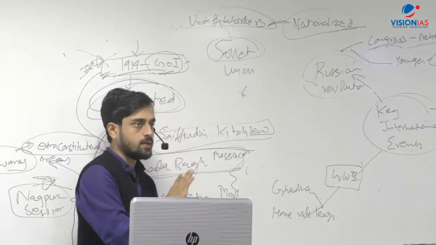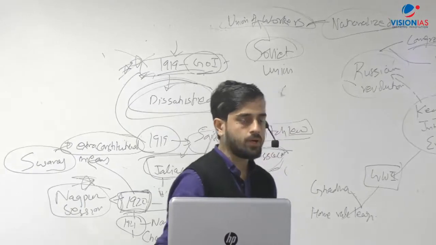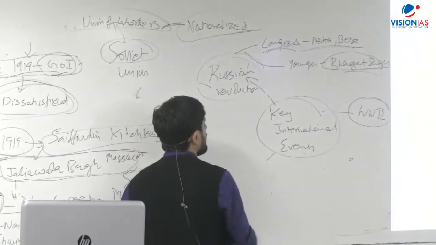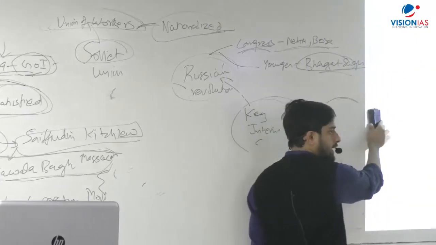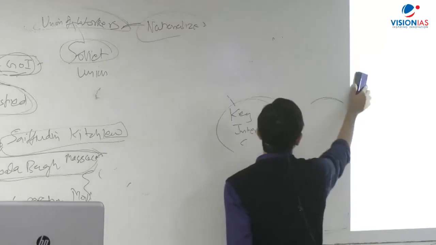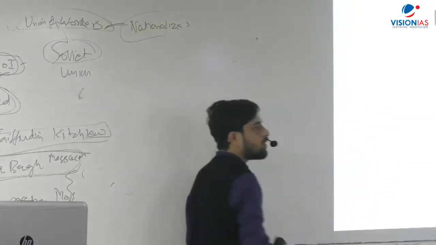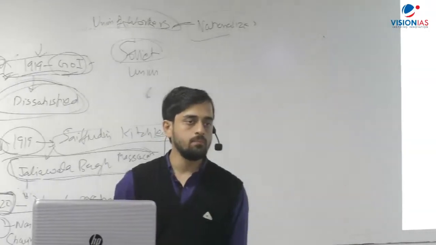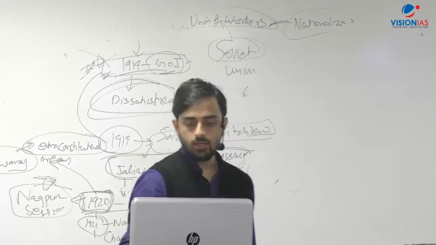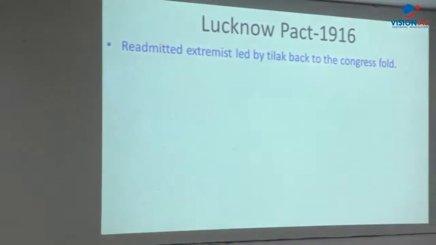Now, if this much is clear, the next important thing that I want to talk about is that मैंने आपको बताया आपके पास जो timeline है कि the Lucknow Pact happened in 1916. On the one side, it brought the rapprochement between moderates and extremists. On the other side, it tried to bring about a rapprochement between the Congress and the Muslim League. दोनों चीजें हो रही थी लखनऊ सेशन में ही. So it readmitted extremists led by Tilak back to the Congress fold.